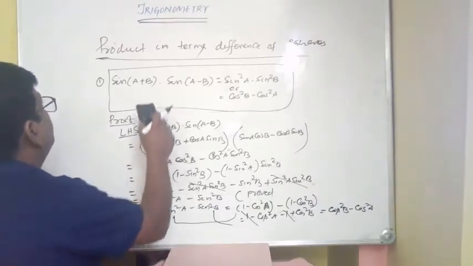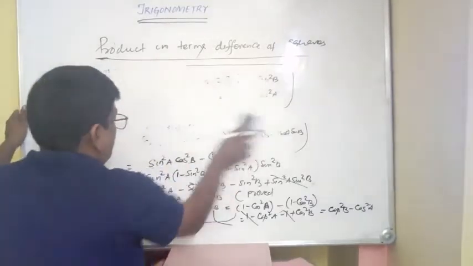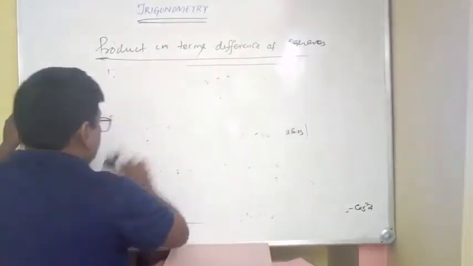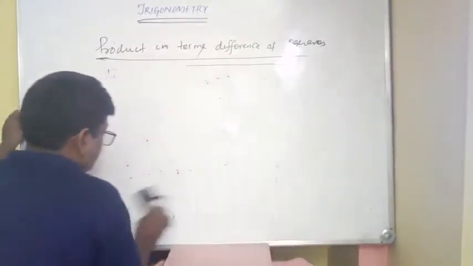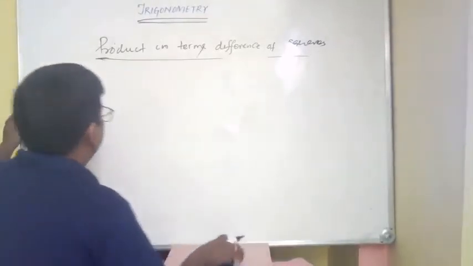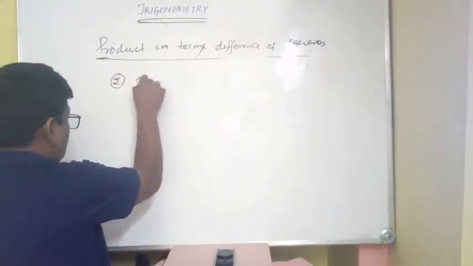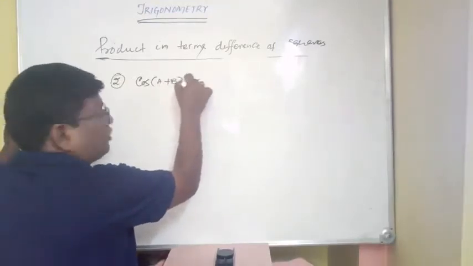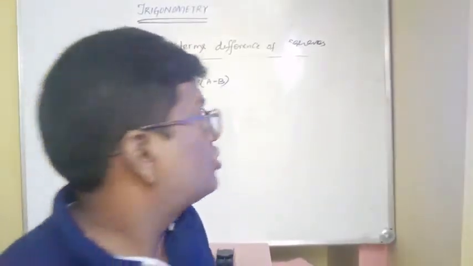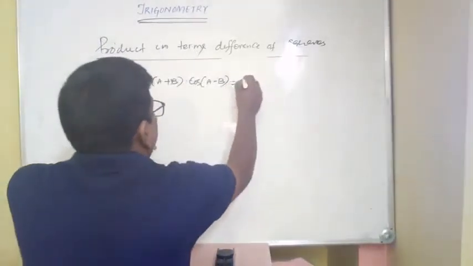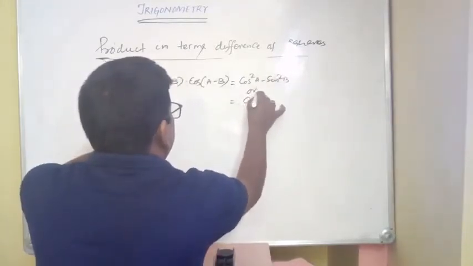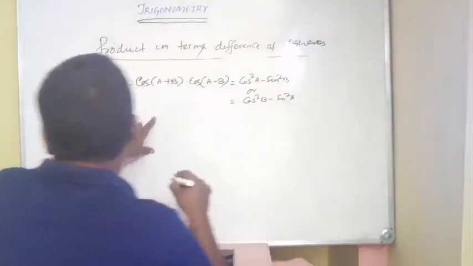Again, second formula: cos(A+B) into cos(A−B). Clear? Cos(A+B) into cos(A−B) is equal to cos square A minus sin square B, or cos square B minus sin square A.